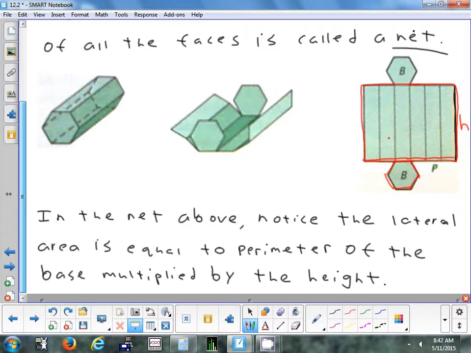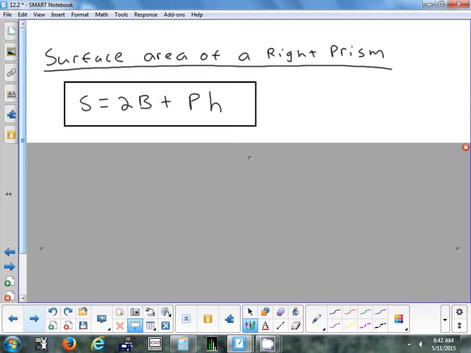All right, so all you have to do is take your perimeter of the base, multiply by the height, and that gives you the area of that rectangle, which is the lateral surface area. Okay, so that's kind of a shortcut. This part is what I just went over with you. Take the perimeter of the base times the height. This is the lateral surface area.